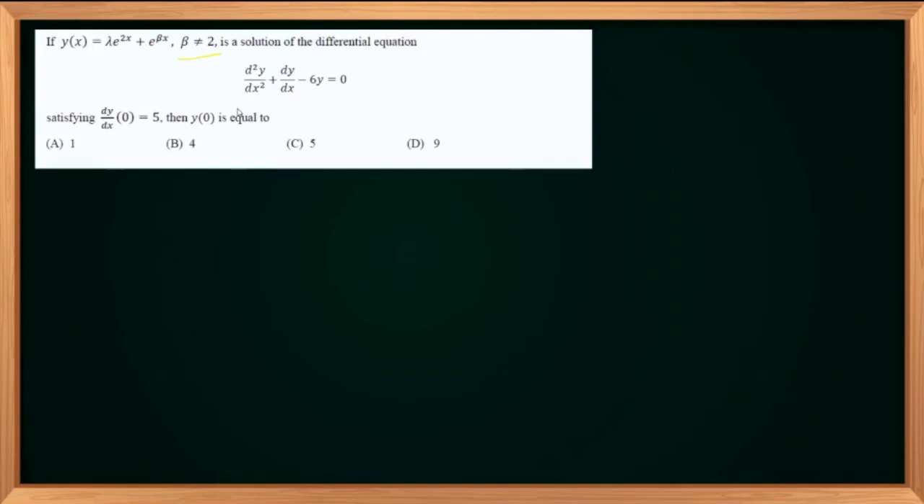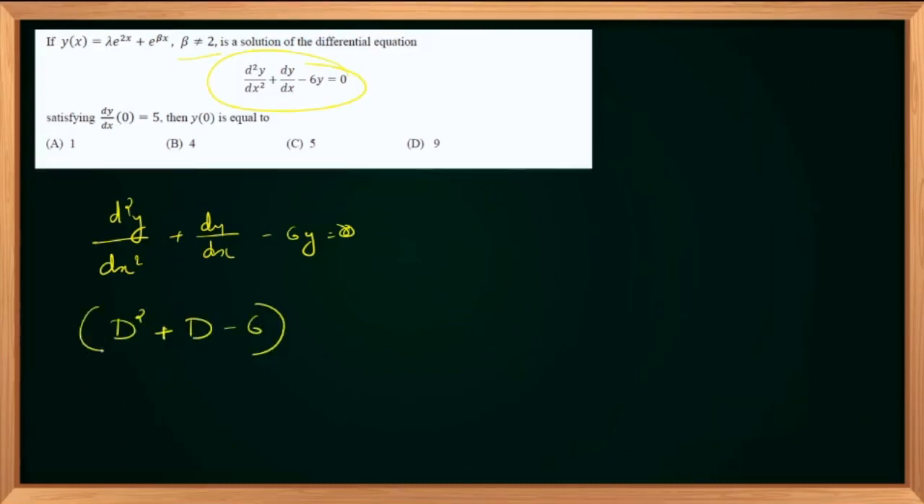Kripesh has answered C. Abhijit, Abhikrishnan, everyone has got the answer as C. Okay, let us see whether C is the correct answer. For those who don't understand how to solve it, see, when you have this differential equation given, d square y by dx square plus dy by dx minus 6y equal to 0, I know this is a homogeneous equation, so the complementary function is very easy to evaluate. (D square plus D minus 6) into y equal to 0.